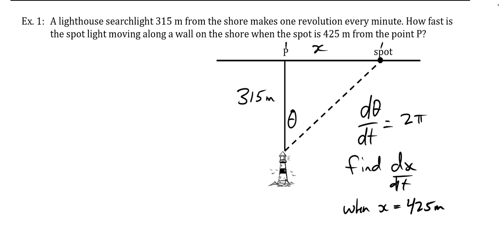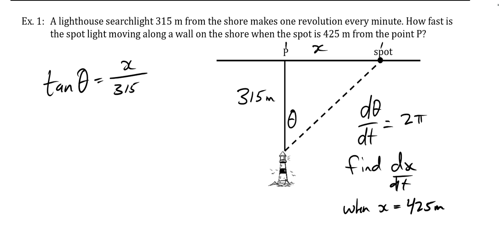John? Yeah, can't we just use one of those trig formulas? Which one would I use in this case? Not sine. Tan, because I've got opposite and adjacent. So tan theta is x over 315. And that's what we're going to take the derivative of.